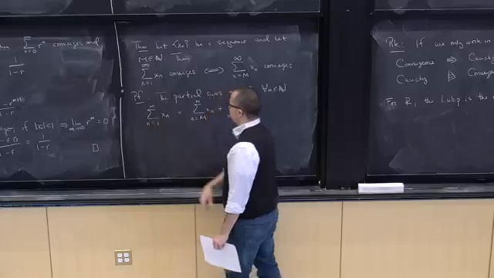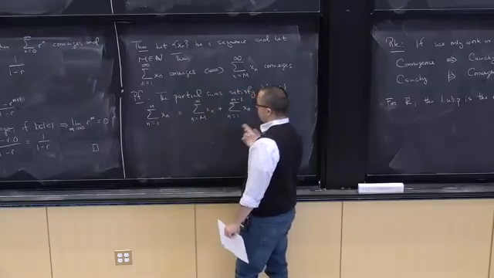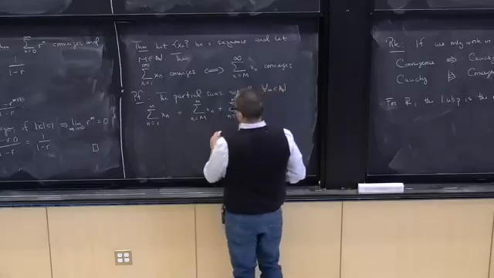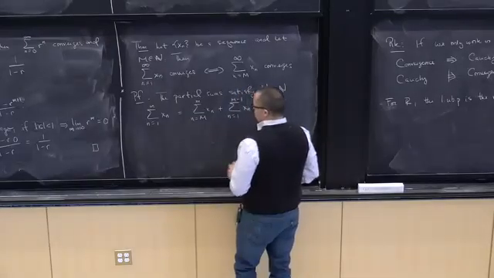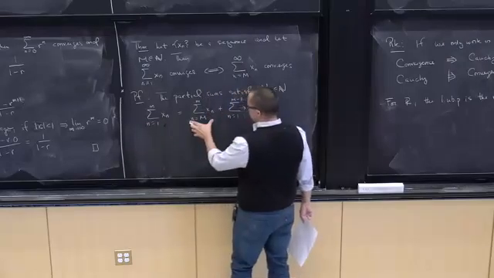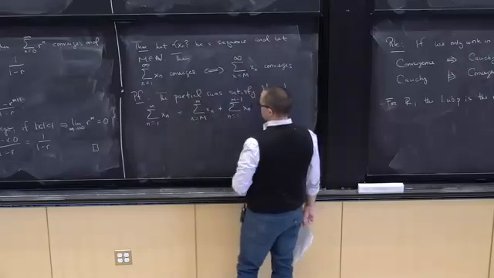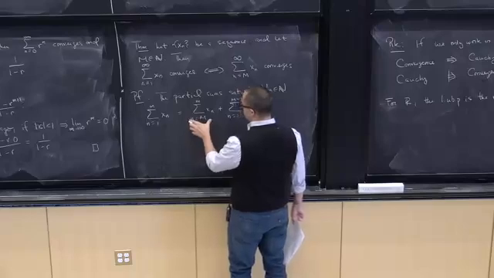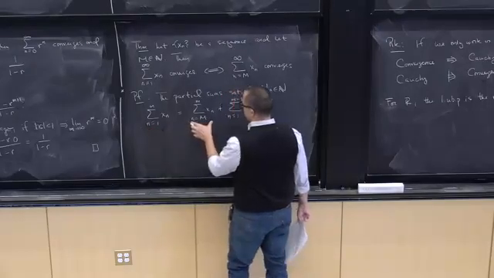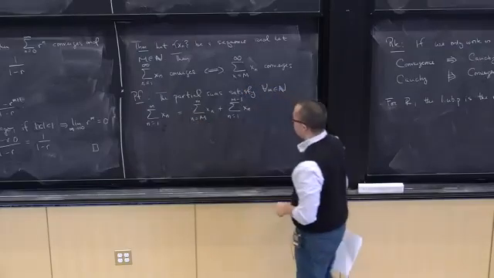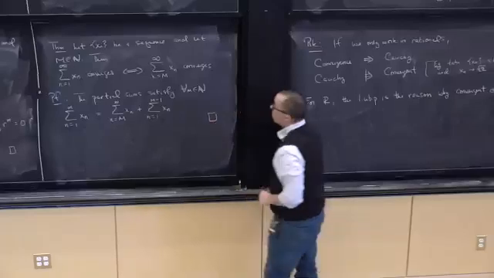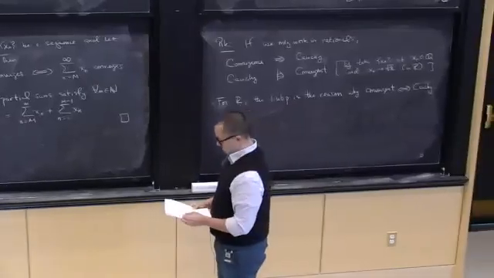So this is a sequence of partial sums corresponding to this series, this is a sequence of partial sums corresponding to this series, and this is just a fixed number. Therefore, if this converges, then this side converges to this plus this fixed number. And if this converges, then this converges to this minus this number. And that's all I'm going to write.